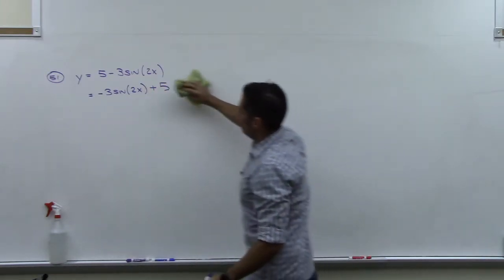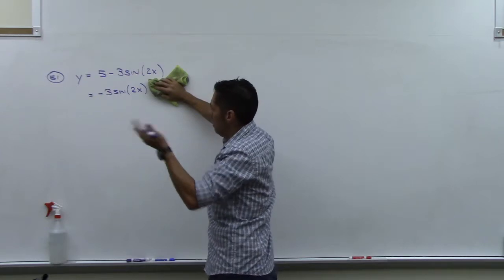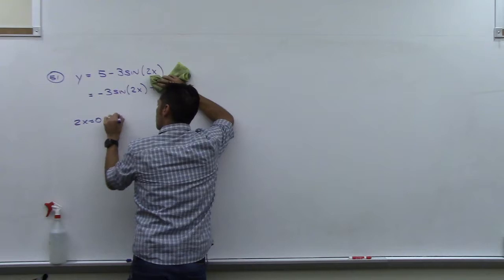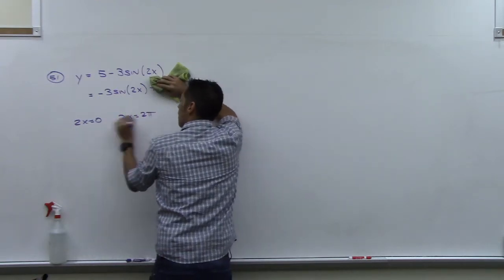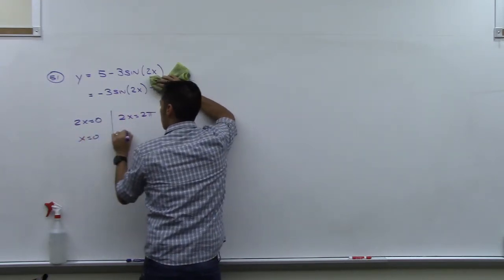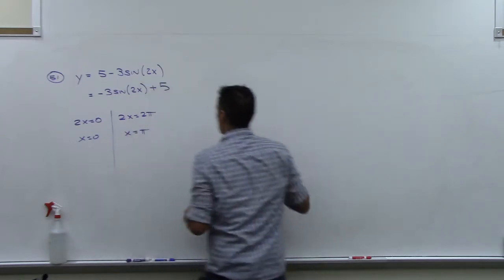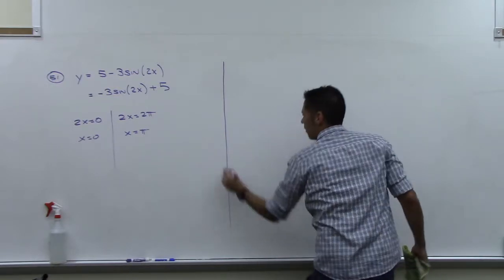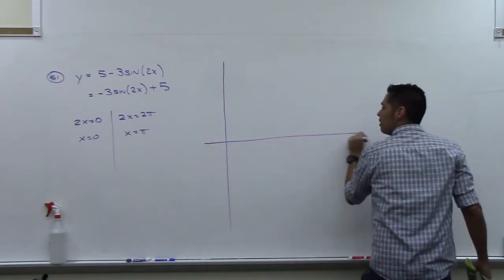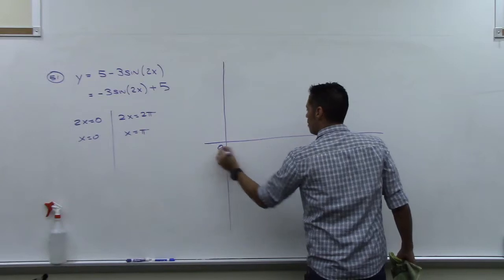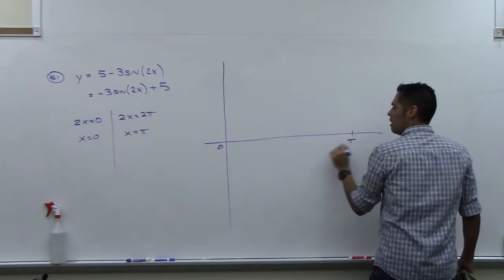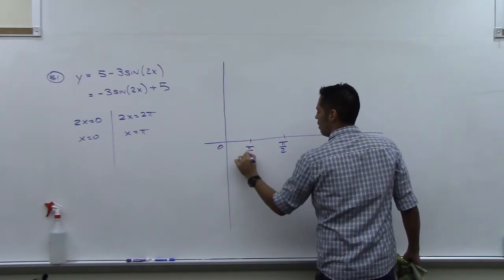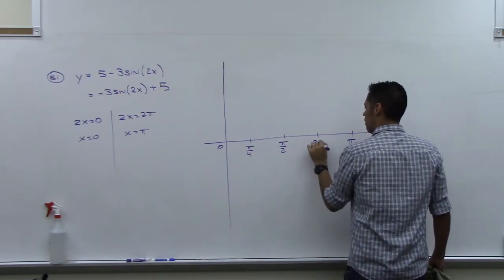And now we can ignore the plus 5, which will move everything up 5 at the end, and just focus on this piece. I'm going to set 2x equal to 0, 2x equal to 2 pi. I'm going to get x is 0 here. I'm going to get x is pi. And now I'm going to have a pretty big y-axis there. So 0 to pi, so 0 to pi. Cut this in half, I get pi over 2. Cut that in half, I get pi over 4. Cut that in half, I get 3 pi over 4 here.